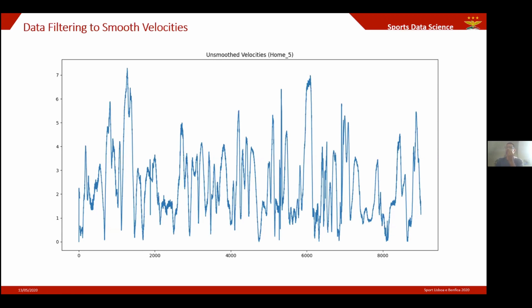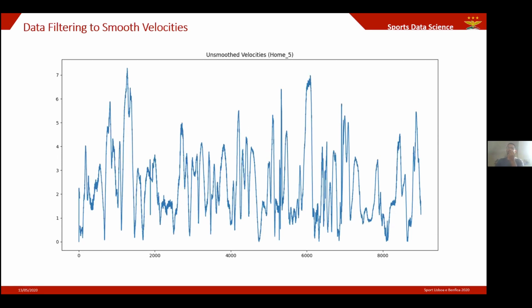I'm sure if you've already used Laurie's scripts, the first thing that he does is smooth the player velocity traces. Here I'm showing you a graph of a 5-minute period for one particular player, home 5. And this is what his velocity trace looks like before any smoothing takes place.